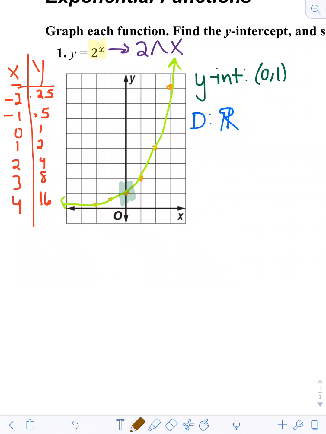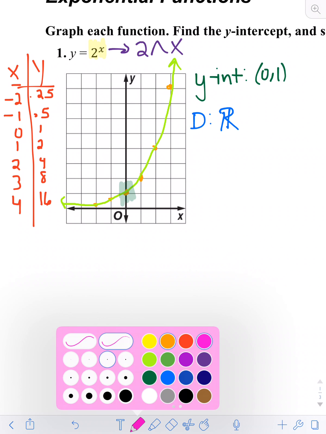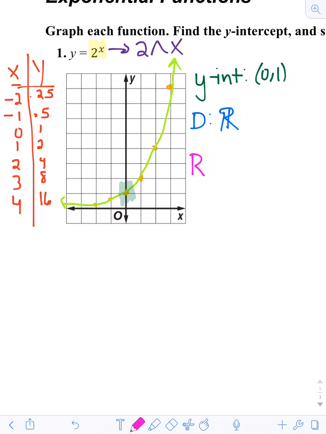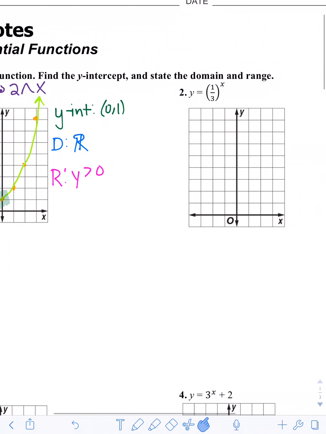Okay, and then the last one I'm going to put is my range. So I'm going to put R for range. And my range, if you look, we did not go below the x-axis. So we did not go below the 0. So all my y values are greater than 0. And if you go back into your table and scroll all the way up, you will see that there's nothing negative, nothing below the 0. Okay, so there's number 1.